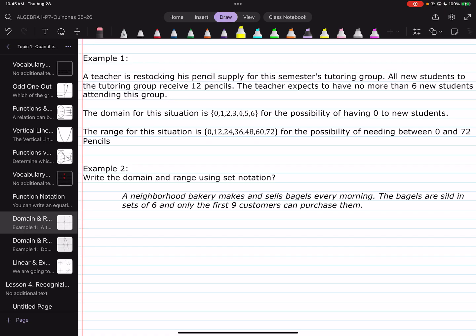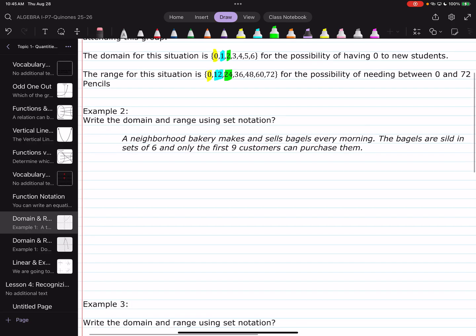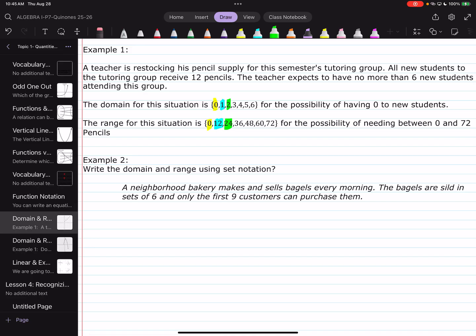With 0 kids, well, I don't give any kids pencils. But the moment 1 kid walks in, I give them 12 pencils. Second kid comes in, 12 more pencils, so 24 total. Third kid, another 12, that's 36, and I continue going on and on. 0 kids, 0 pencils. 1 kid comes in, I give 12 pencils. 2 kids come in, I give 24 pencils. And so on and so forth, right? So that is an example of how I would write a domain and range based on a scenario.